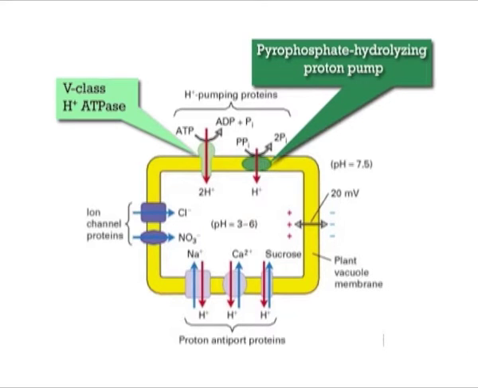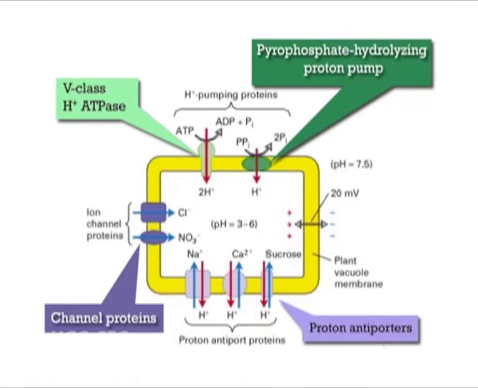These pumps generate a lowered luminal pH as well as an inside positive electric potential across the vacuolar membrane owing to the inward pumping of hydrogen ions. The inside positive potential powers the movement of chloride and nitrate ions from the cytosol through the separate channel proteins, which are given in dark purple here.